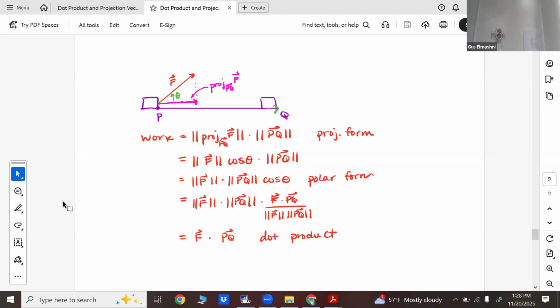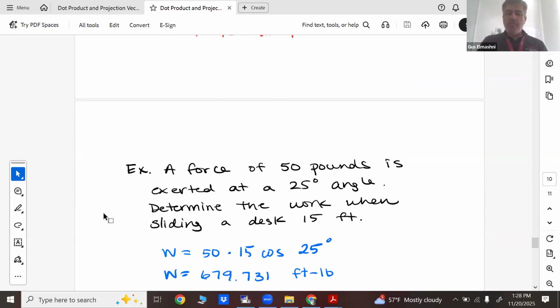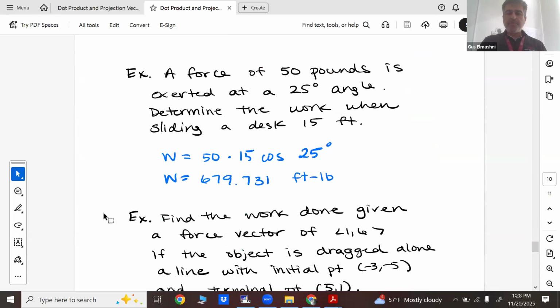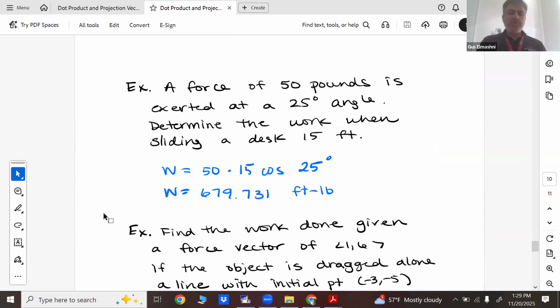The dot product. So the dot product of F and PQ will give me the work done on that object. The work done on that object. So a dot product can be used to find the work done on an object. So this problem, at this point, we're just going to be using a dot product.